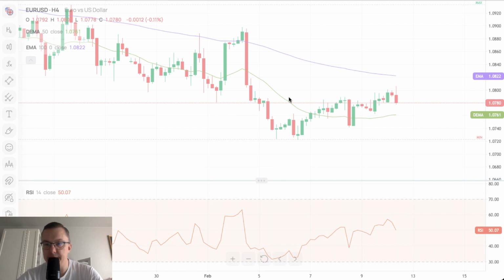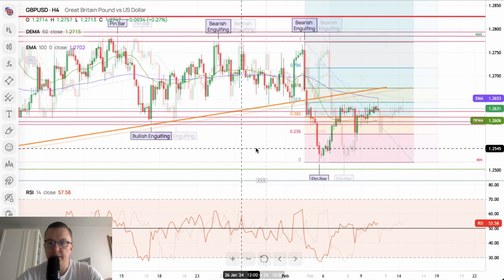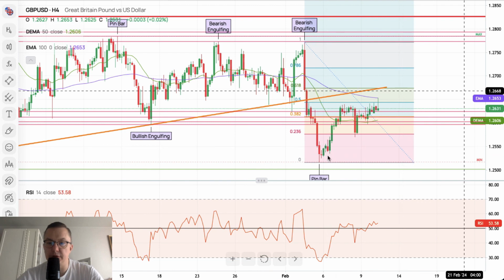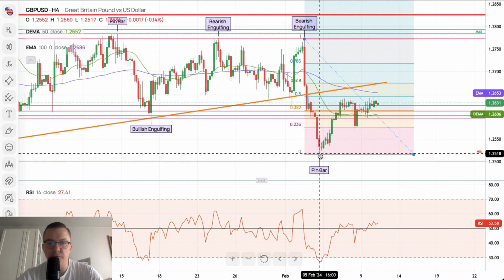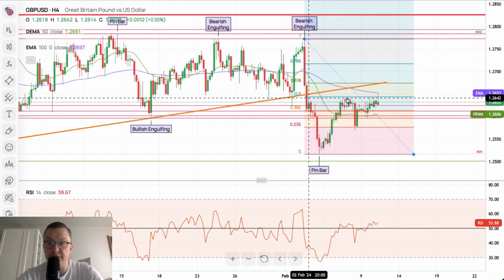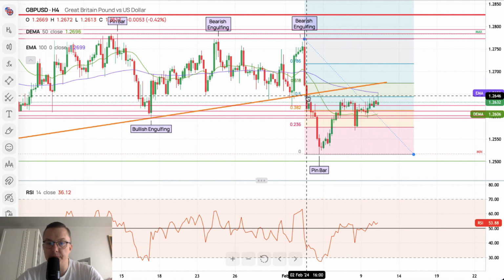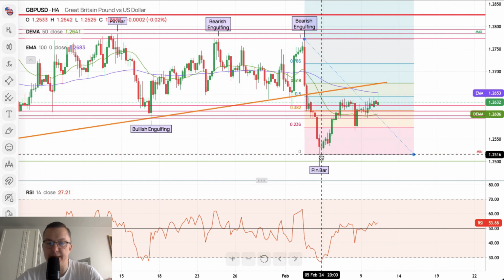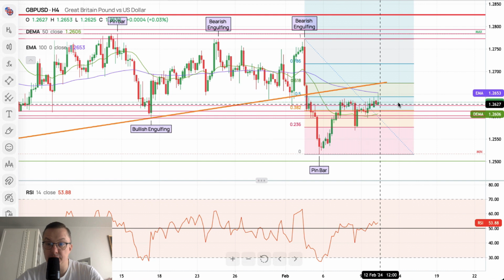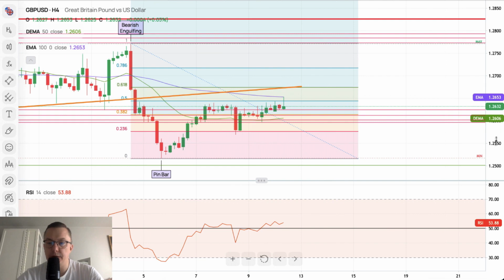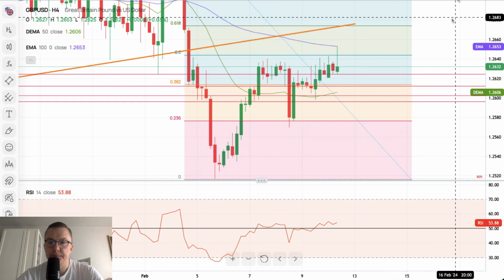Let's find out what's going on with cable. The cable is in a very different situation, because the bounce from the recent lows located at 1.2517 was pretty impressive, because we clearly covered 50%. So we retraced 50% of the last big spike down, right? We hit even the 100 period moving average, 1.2653, but now, let me zoom in, some sort of pin bar is getting developed, right?